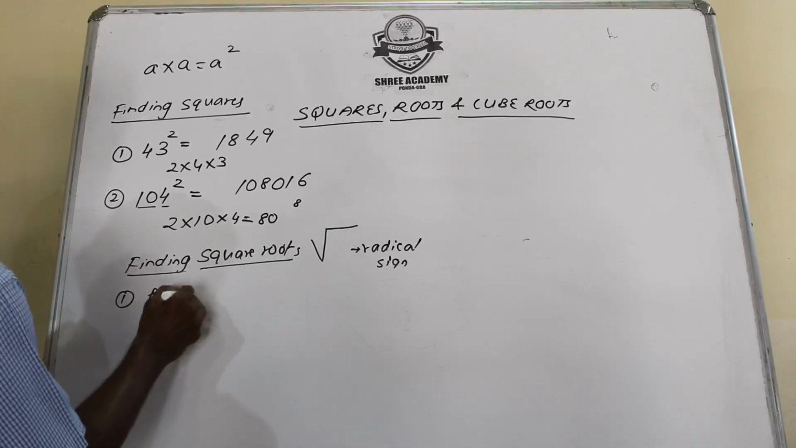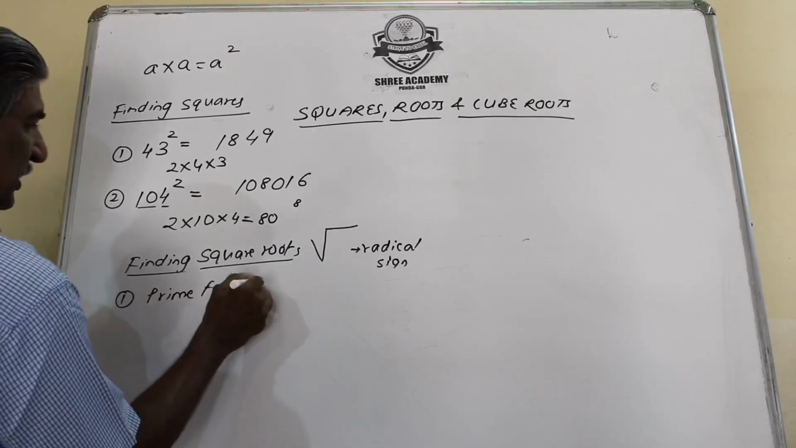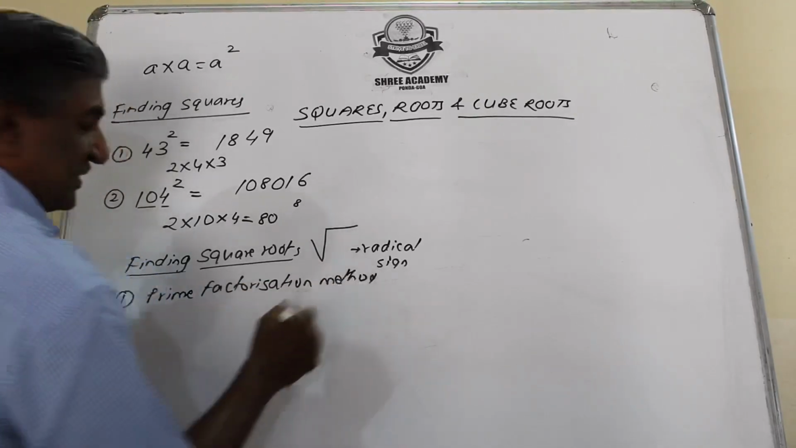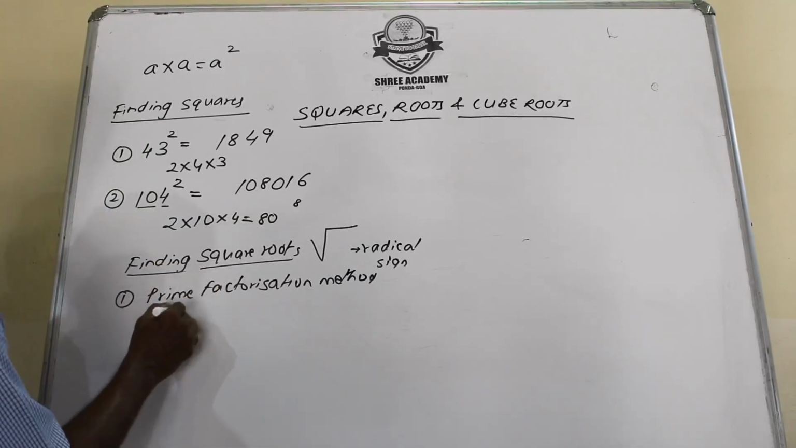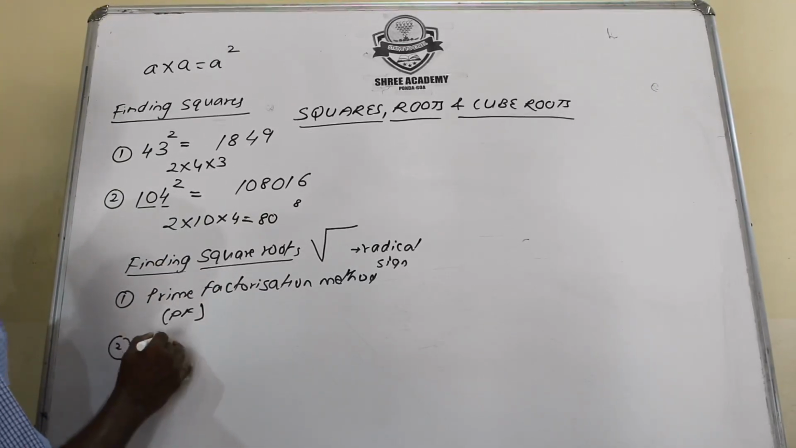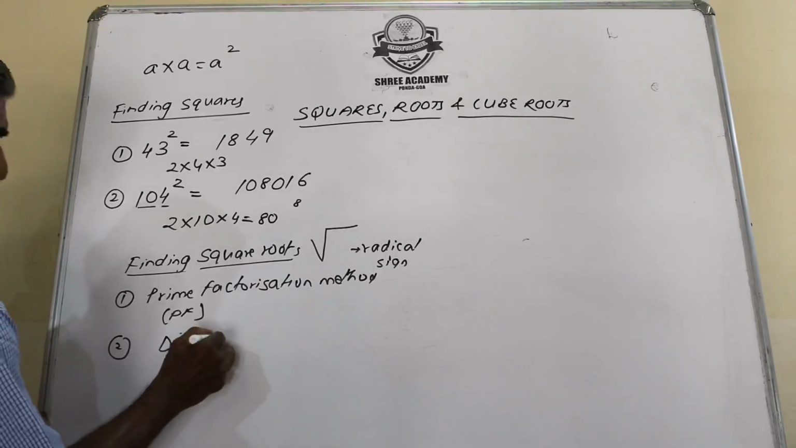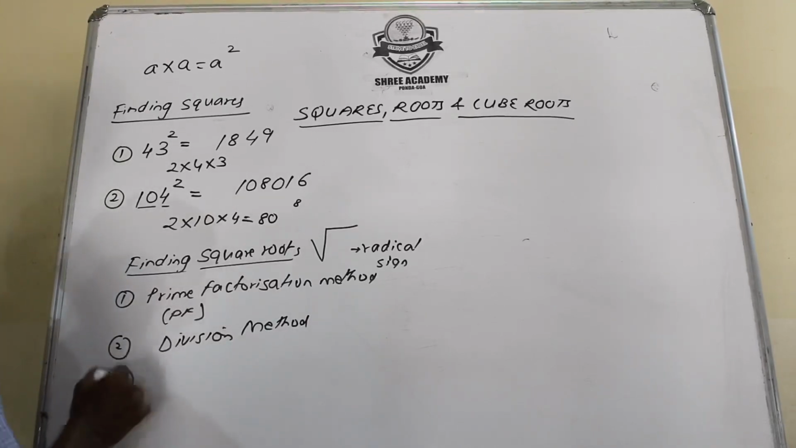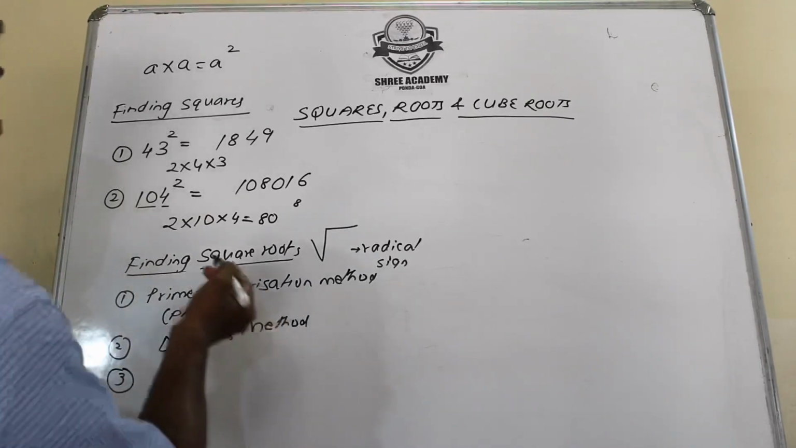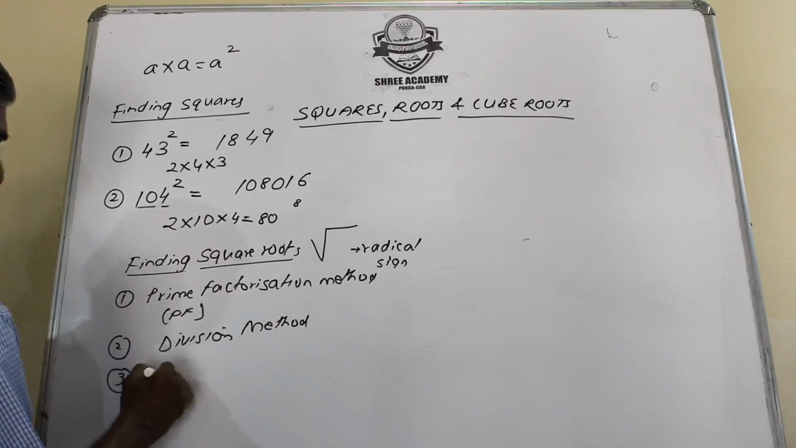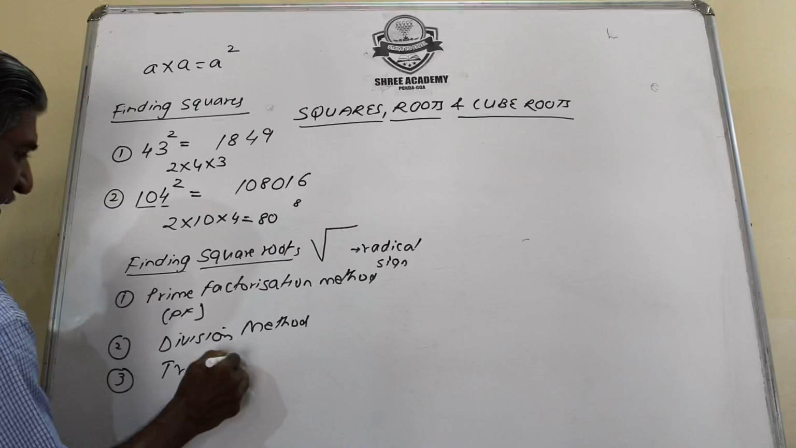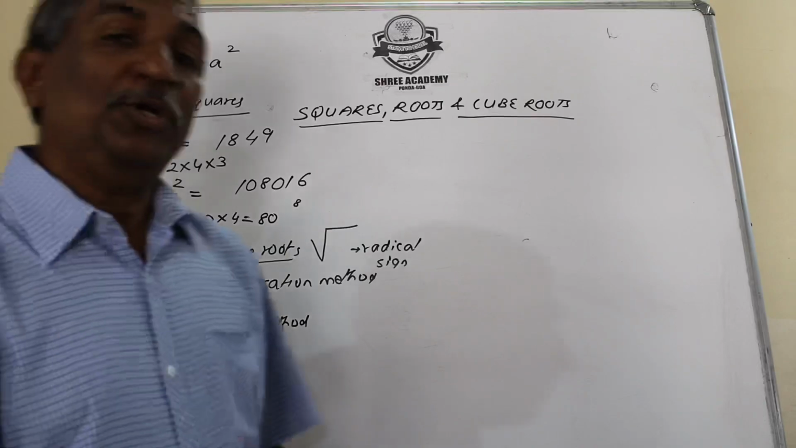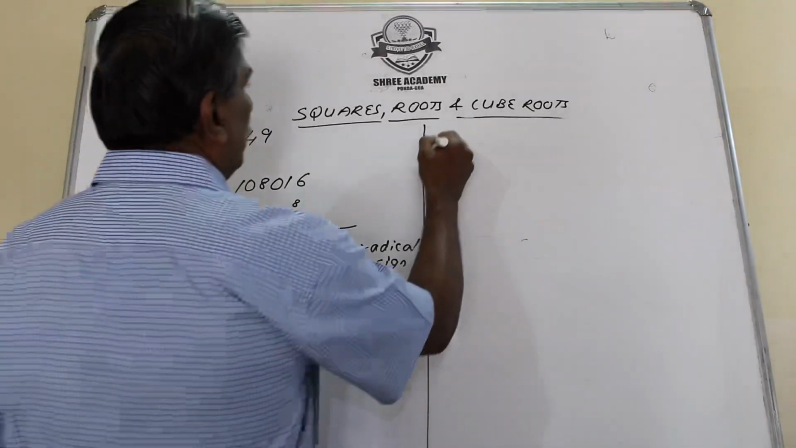So the first method is known as the prime factorization method, which is also known as the PF method in short. Second method is known as the division method. This is useful for finding square roots of decimals also. And the last and the most important and the easiest method is the Yug method. We will start with the prime factorization.